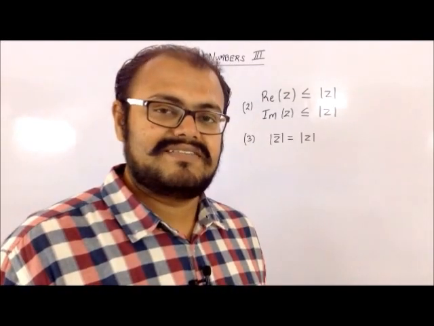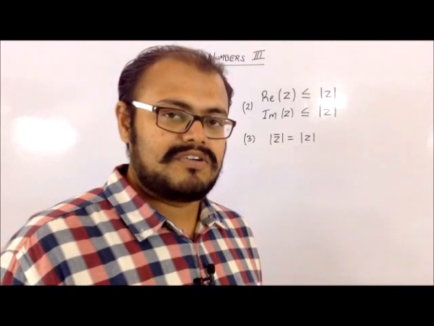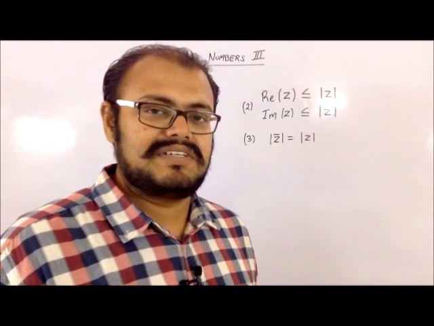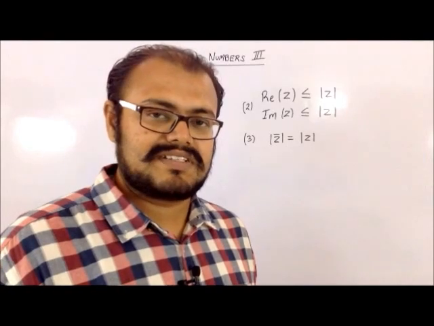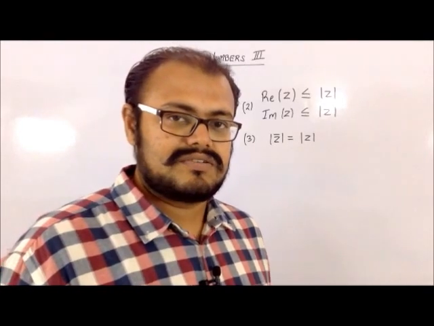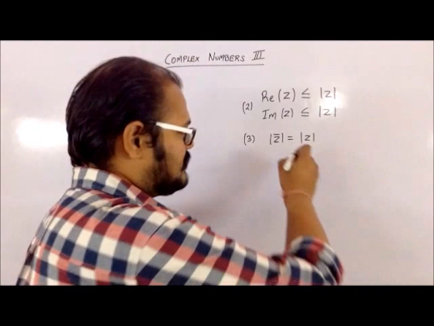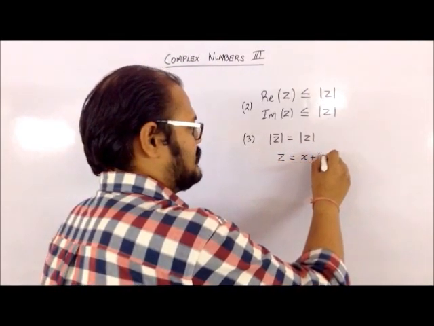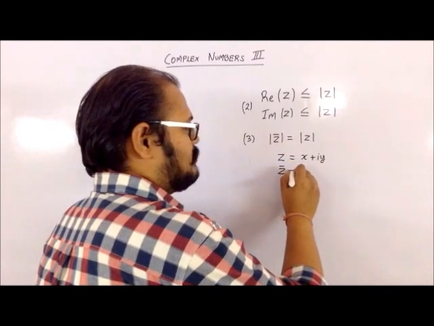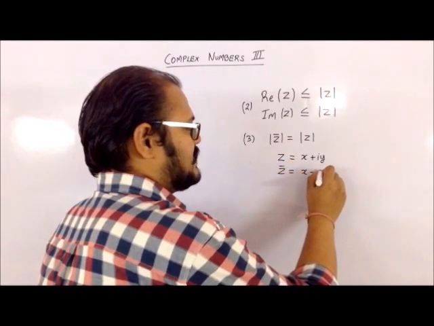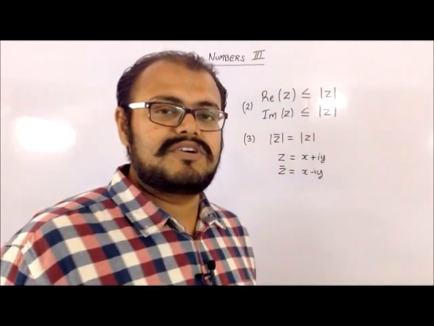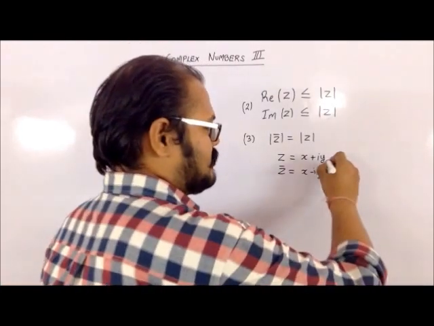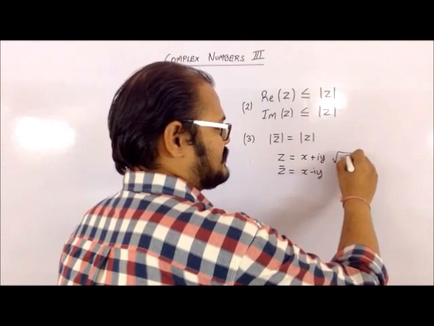The third property is that mod of a complement of a complex number is equal to mod of the same complex number. So again, I know what is a complement of a number. If my z is equal to x plus iy, then complement of z will be x minus iy. If I want to find magnitude of these two, then for both of them it will be x square plus y square under root.